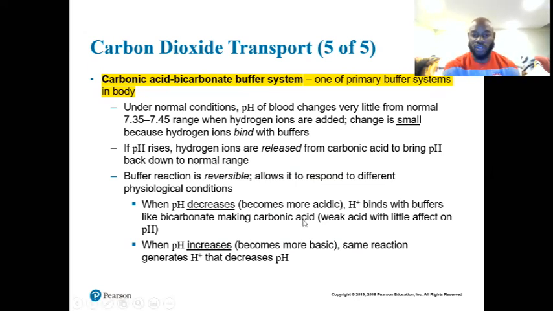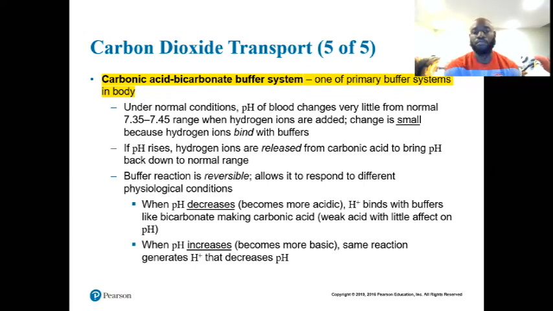When pH decreases, it becomes more acidic. H binds with buffers like bicarbonate, making carbonic acid. When pH increases, it becomes more basic, and the same reaction generates hydrogen that decreases pH. Okay, so it's a buffer system. It can go in either direction based on what's necessary for your body to maintain its pH. Remember, the body has to maintain its pH so that we can continue to do certain reactions in our body.